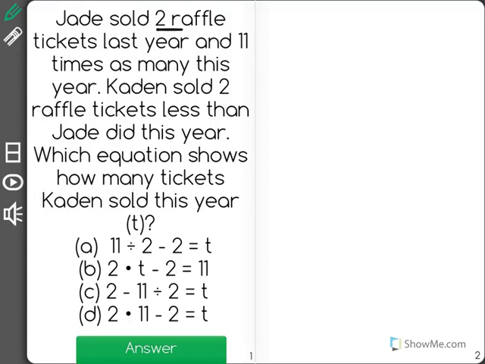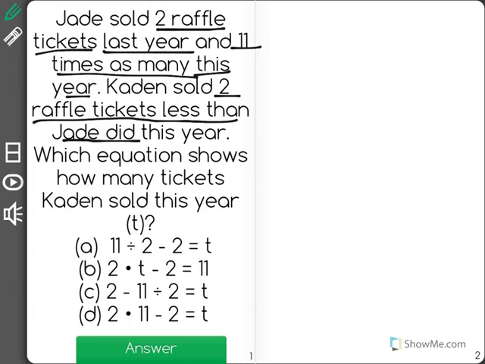Jade sold 2 raffle tickets last year and 11 times as many this year. Caden sold 2 raffle tickets less than Jade did this year. Which equation shows how many tickets Caden sold this year?